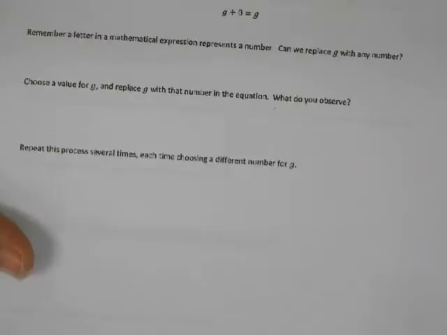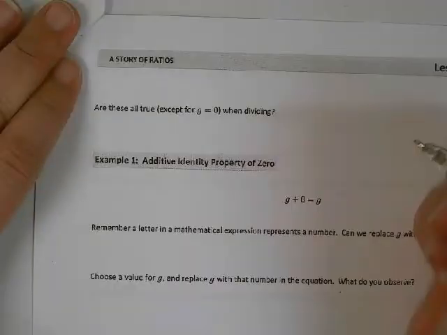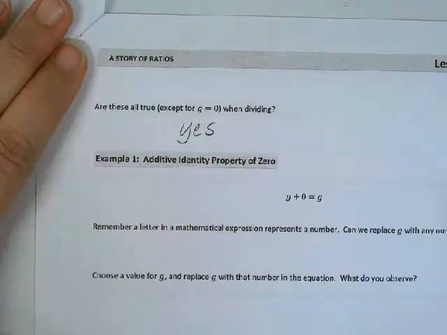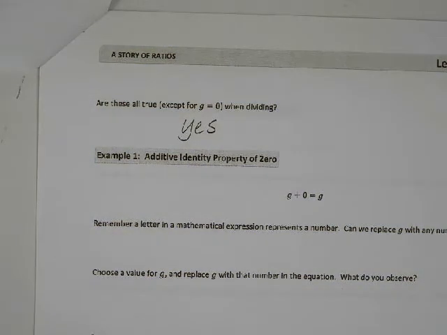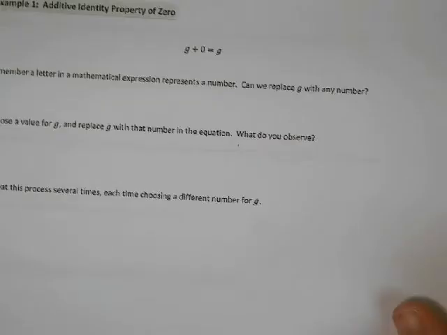The next one says, are these all true except for G equals 0 when dividing? That's our first question. Yes. So the only number that we know will not work in every one of those number sentences is 0, and it just will not work in the last number sentence.